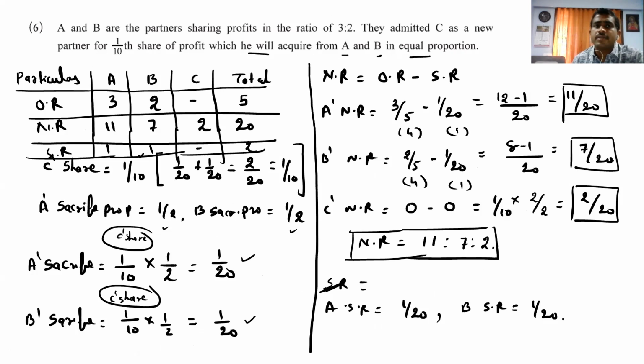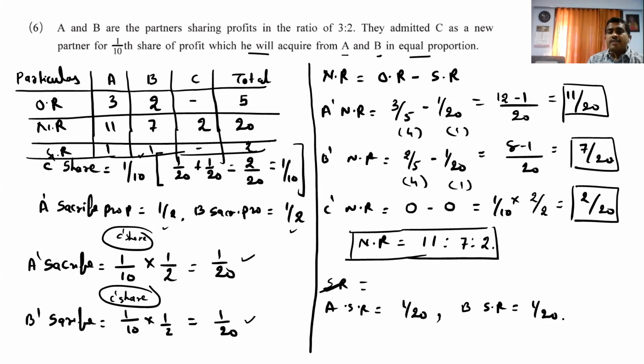Old ratio is given to us 3:2 and total 5. New ratio we have to find, and C's share is given to us as 1/10. Now what they want to say: which he acquired from A and B in equal proportion. So A's sacrifice is 1/2, while B's sacrifice is also 1/2. So A's sacrifice comes to 1/10 into 1/2. It comes to 1/20.